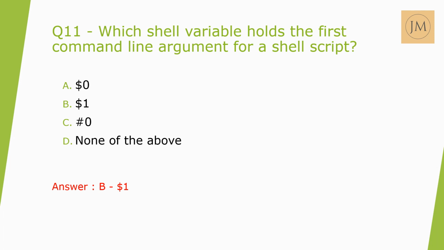Why not $0? Because $0 represents the script name itself, right? So $0 is the script name and $1 starts with the first argument that is given to a particular script.